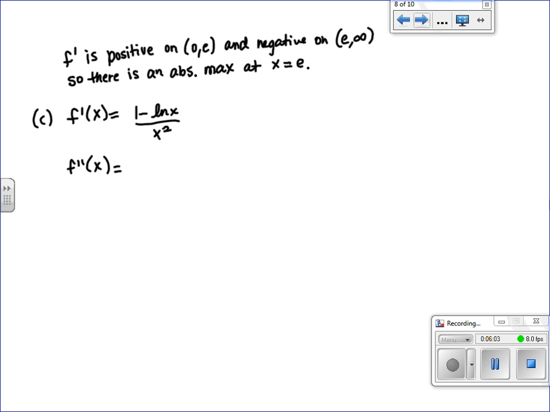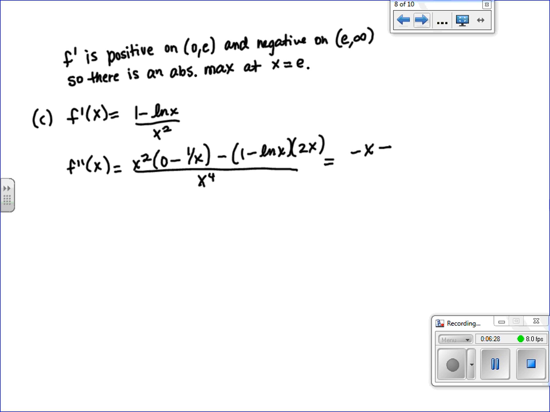So we say low d high minus high d low, all over the square plus below. So low d high: derivative of natural log of x is 1 over x, minus high d low, which is 2x, all over the square plus below, so that becomes x to the 4th. So x squared times 1 over x is x, minus, multiply your 2x in as you do this.